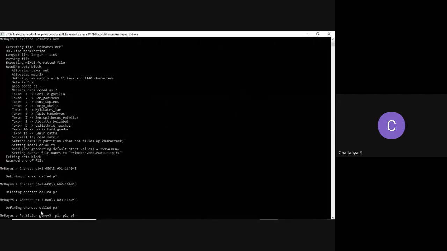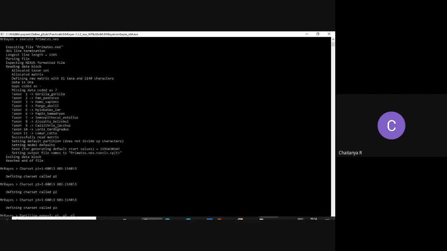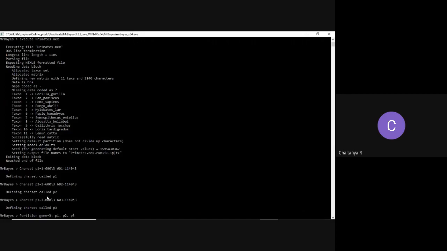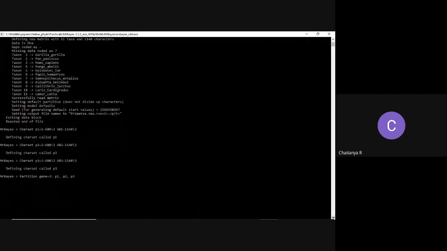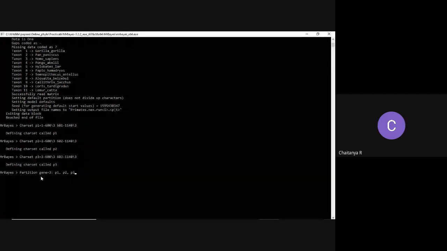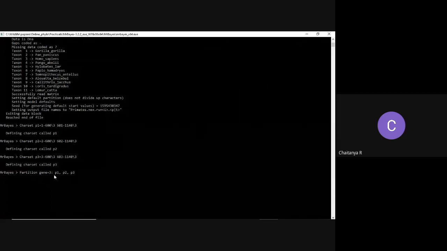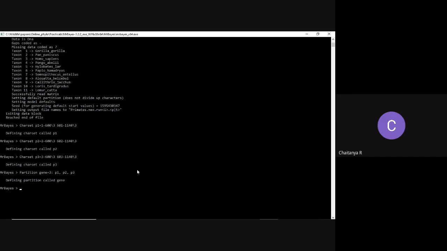So here basically we are saying we are using another MrBayes command called partition, saying that the partition scheme is called gene, and it's made of 3 partitions, and those 3 partitions are partition P1, P2, and P3. Right? Now MrBayes already knows what P1, P2, and P3 are because we have already defined them here in the earlier steps. Right? Now let's just enter and define the scheme called gene. Right? So now it says defining partition scheme called gene. Okay.